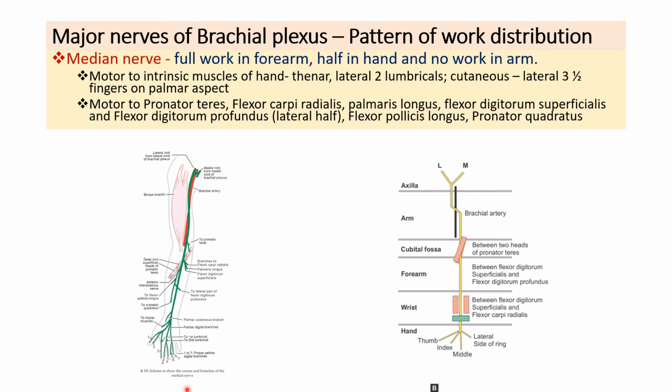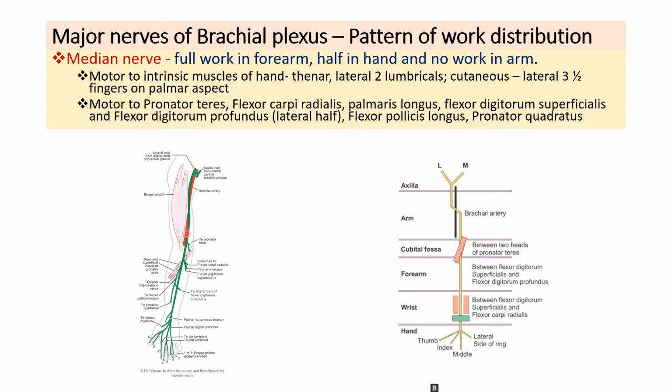And if you follow its course running through the front of the arm, and then how it passes between the two heads of the pronator teres in relation with the cubital fossa, then how it passes through the forearm between the flexor digitorum superficialis and profundus, and how it will be reaching the palm of the hand.